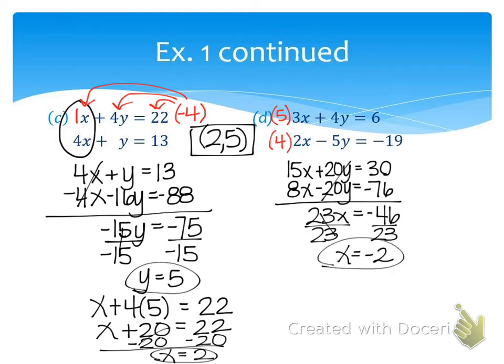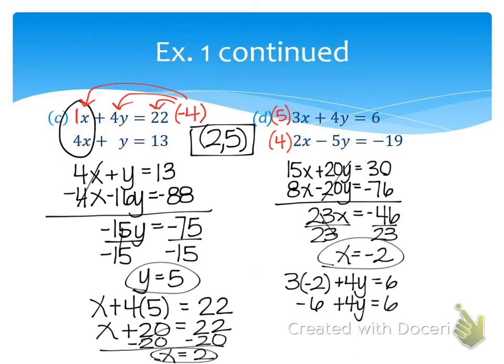Anybody? What's x equal? Negative 2. Awesome. All right, now we've got a choice to make. Nate, where do you want to plug the negative 2? He's going to plug it into the first, so that's 3 times negative 2 plus 4y equals 6. So that's negative 6 plus 4y equals 6.